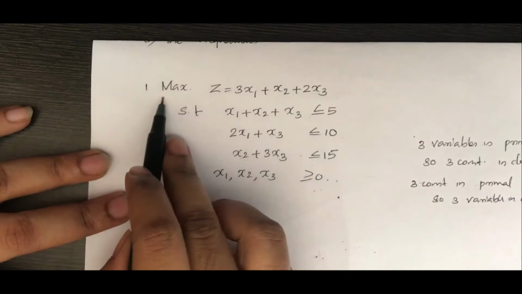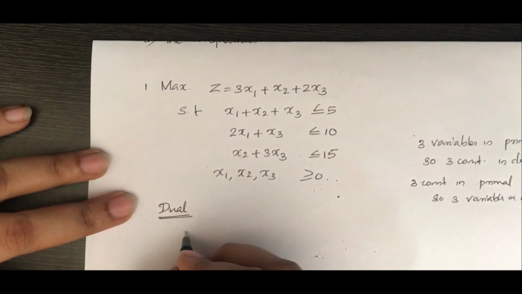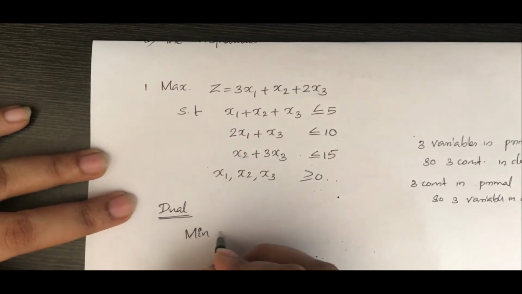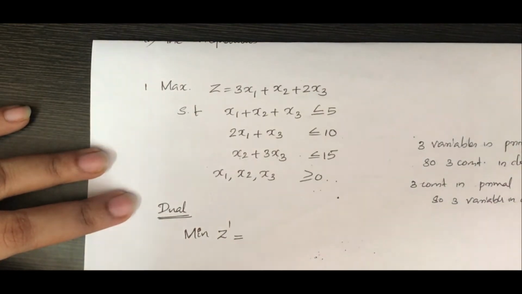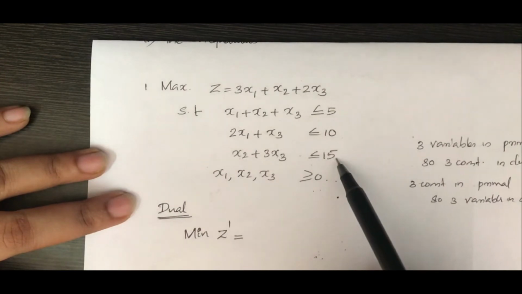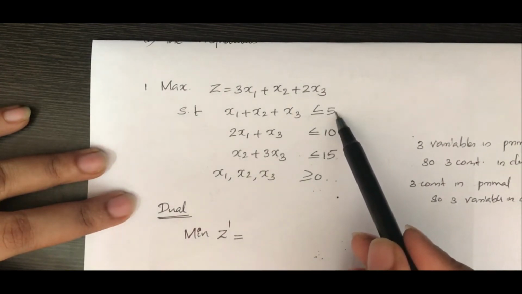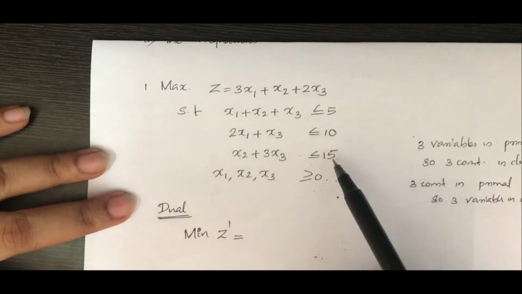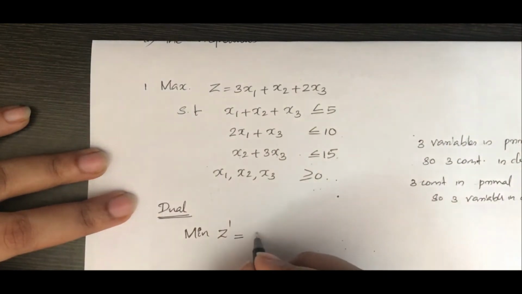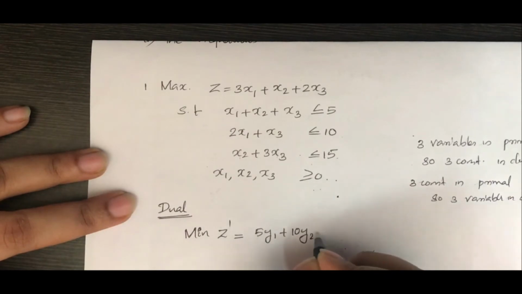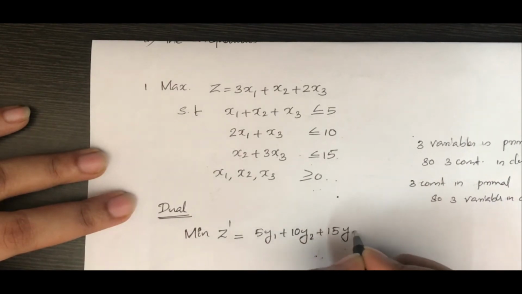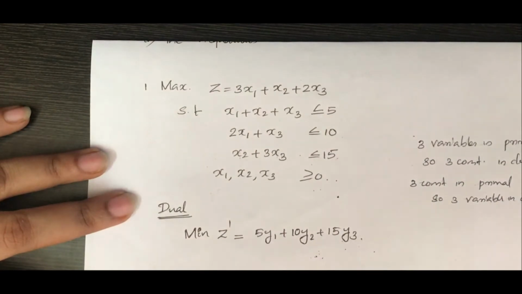Our objective function is of maximization, so here it should be minimization. Minimize z dash is equal to, what will be the coefficients of the objective function? 5, 10 and 15. That is 5y1 plus 10y2 plus 15y3. Minimize z dash is equal to 5y1 plus 10y2 plus 15y3.